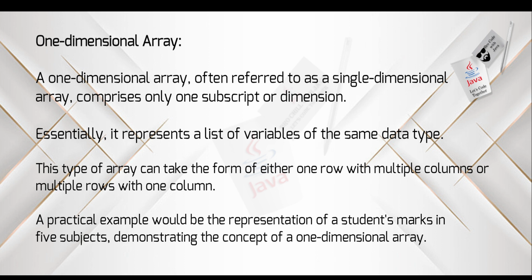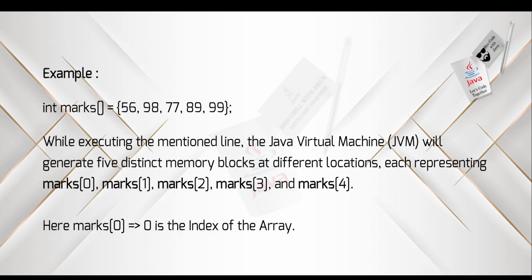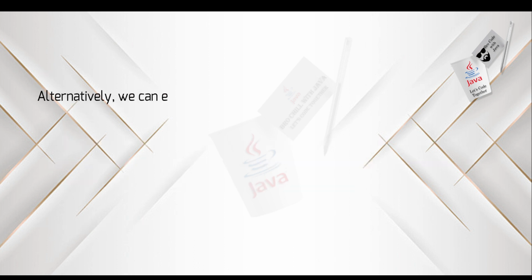This type of array can take the form of either one row with multiple columns or multiple rows with one column. A practical example would be the representation of a student's marks in 5 subjects, demonstrating the concept of a one-dimensional array. Example: while executing the mentioned line, the Java Virtual Machine (JVM) will generate 5 distinct memory blocks at different locations, each representing marks 0, marks 1, marks 2, marks 3, and marks 4.